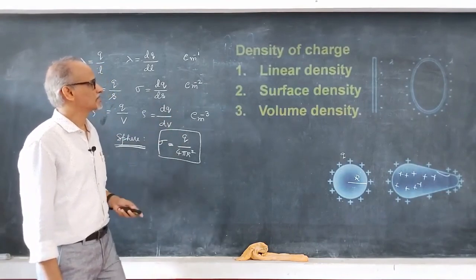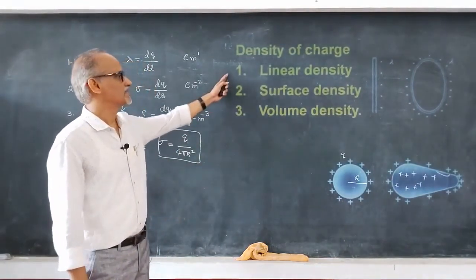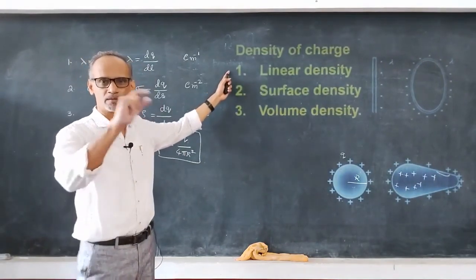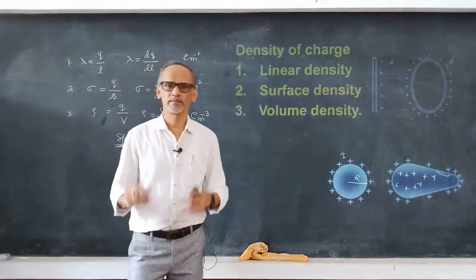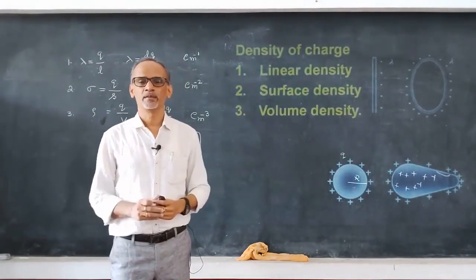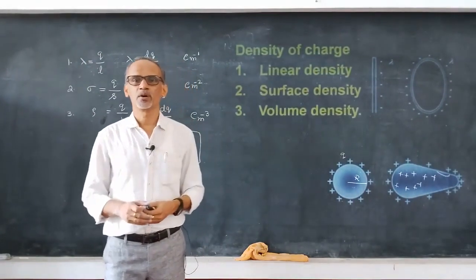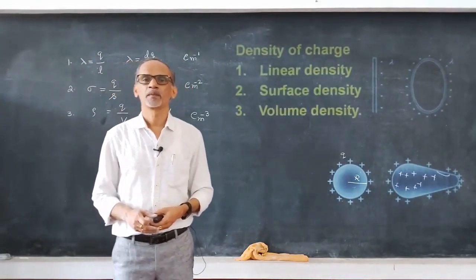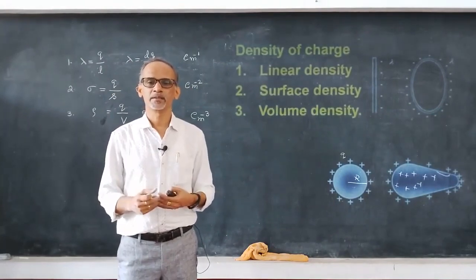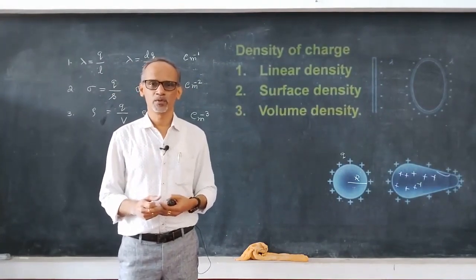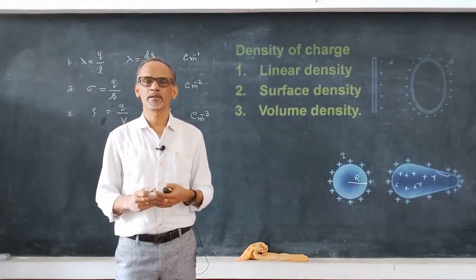Hope you have understood these three types of densities of charge. Linear density is used for straight wire or thin conductors, surface density is used exclusively for conductors of any shape, and volume density is used exclusively for non-conductors. So whatever topic I have explained, revise it. I am going to provide the notes, and then you have to start writing the notes of this particular chapter.